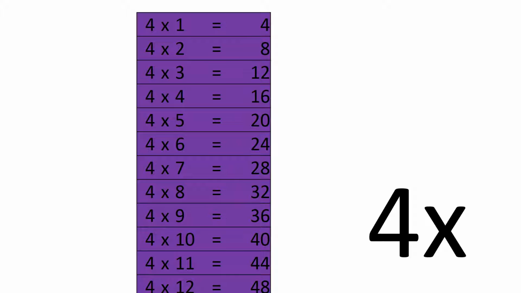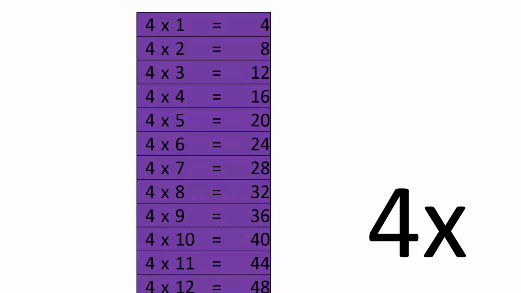Now if we look at the 4s, 4 is doubled from 2. And so if you look at the number 4s, it's that number doubled and then doubled again. So 4 times 1 is 4. 4 times 2 is 8. 4 times 3 is 12. 4 times 4 is 16.